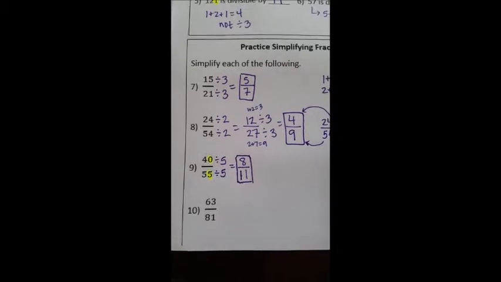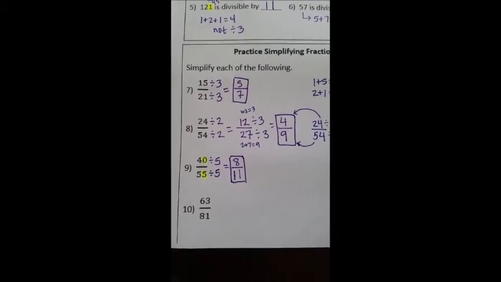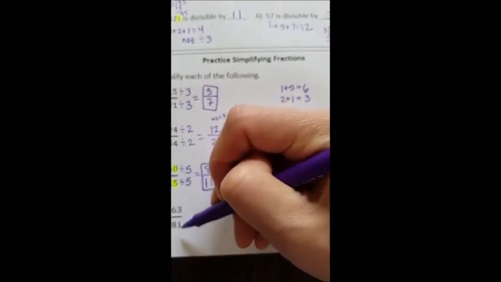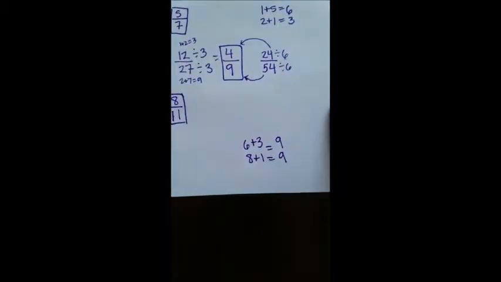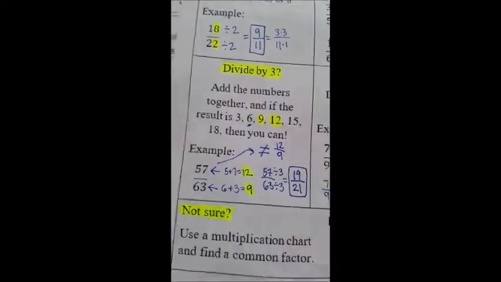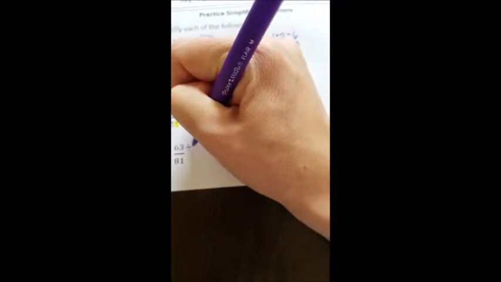Okay, number 10, please try it if you haven't already. So you'll notice they're not even, they don't end in an even number, not ending in 5, not ending in 0. So we should check to see if these are divisible by 3. If they're not divisible by 3, you have to use a multiplication chart, but you'll notice that they both add to 9, and 9 is a number on the list for dividing by 3. So therefore we can divide by 3.